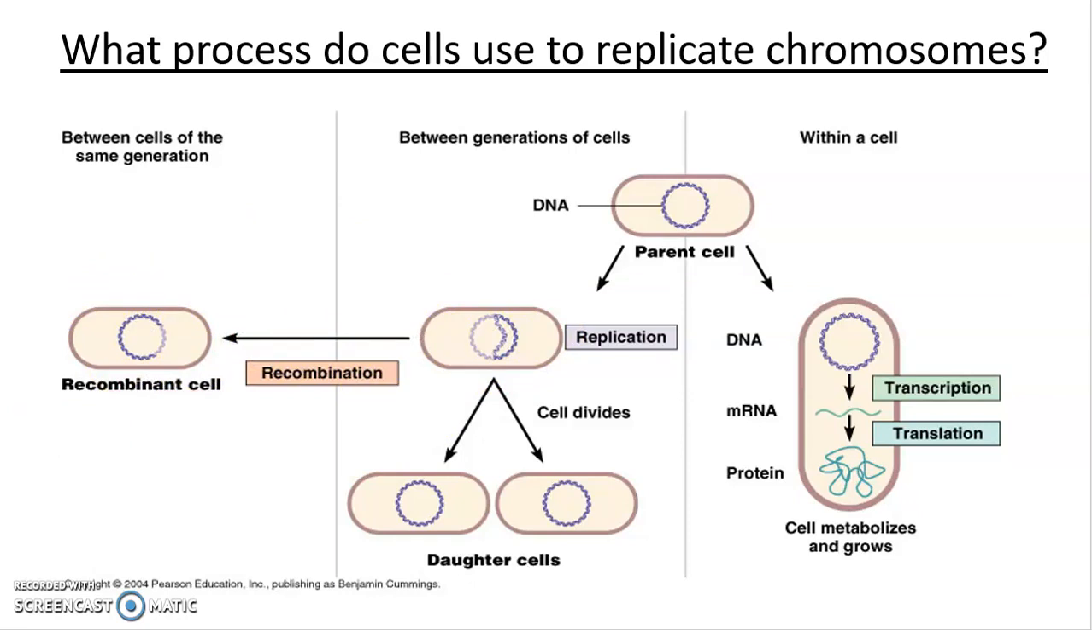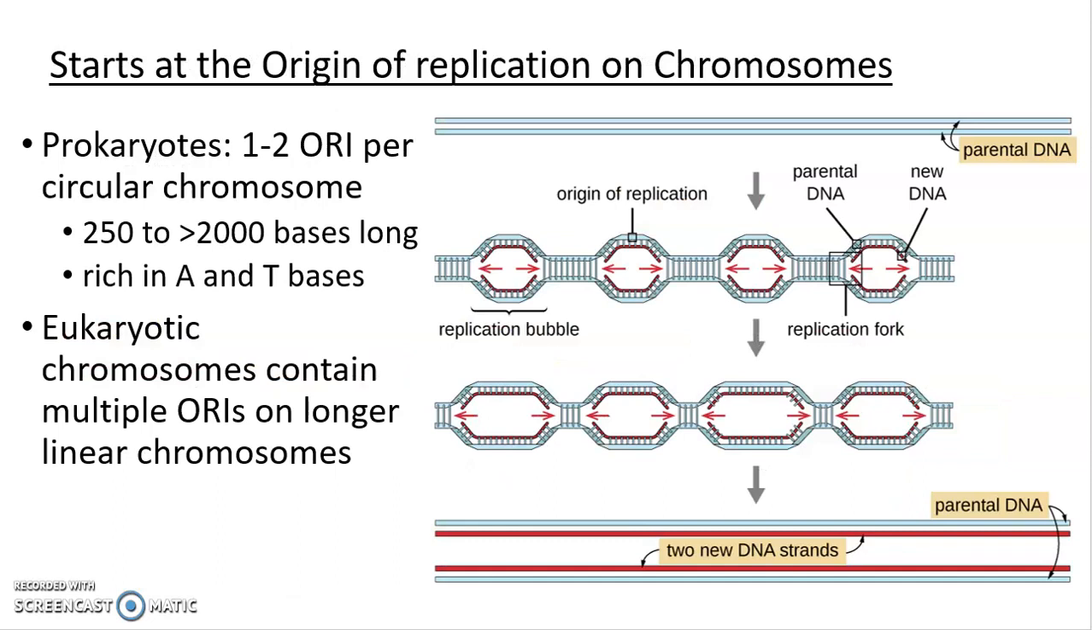And so if we look at this process that cells are using to replicate their chromosomes, we have to come up with, well, how do cells know where to start this process? And that's where we can take a look at this thing right here. It's known as the origin of replication. And we can find it on prokaryotic chromosomes. They usually have 1 or 2 oris on that circular chromosome, and it's between 250 to more than 2,000 bases long. And what people have found is it's actually rich in A's and T's.